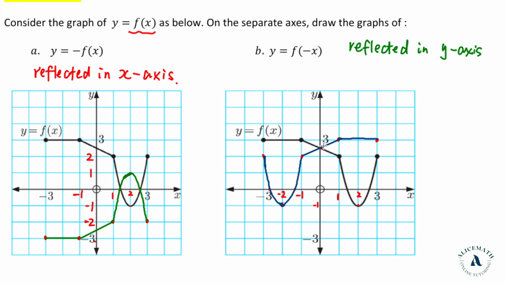Okay, done. So now you see here the blue graph is actually the equation y equals f(-x), which means it is reflected in the y-axis. And then on the left side, the green one is y equals -f(x), which means reflected in the x-axis, right? Symmetric in the x-axis, symmetric in the y-axis, okay? All right, so this is for the first question.